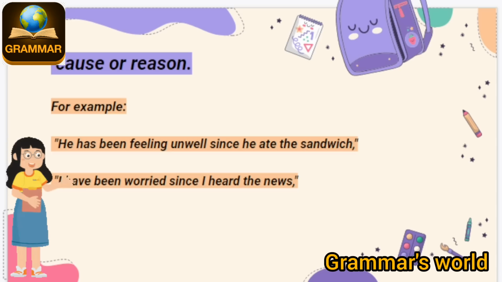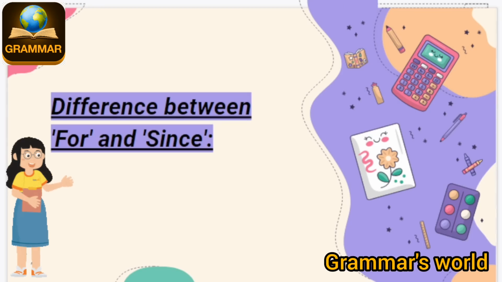Since is also used to indicate a cause or reason. For example, he has been feeling unwell since he ate the sandwich. Means that he started feeling unwell after eating the sandwich. Another example is I have been worried since I heard the news, which means that I started feeling worried after hearing the news. Now I will discuss the difference between for and since.